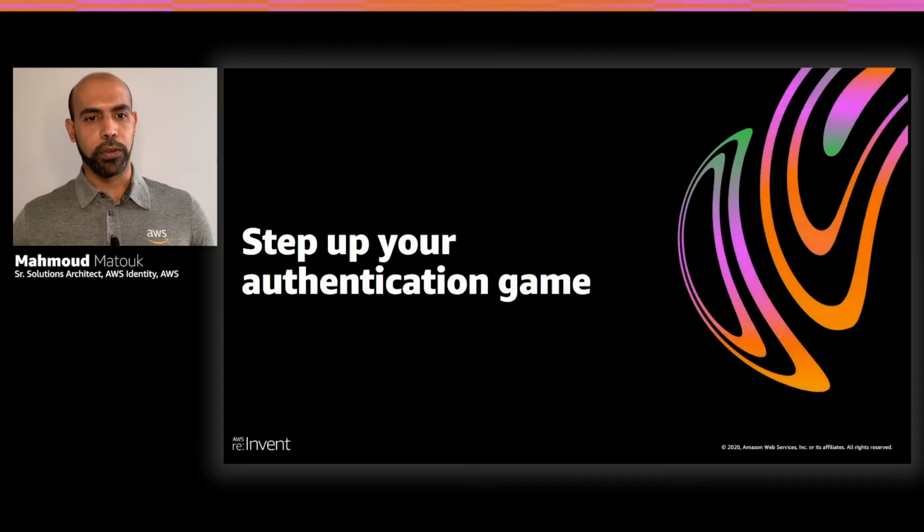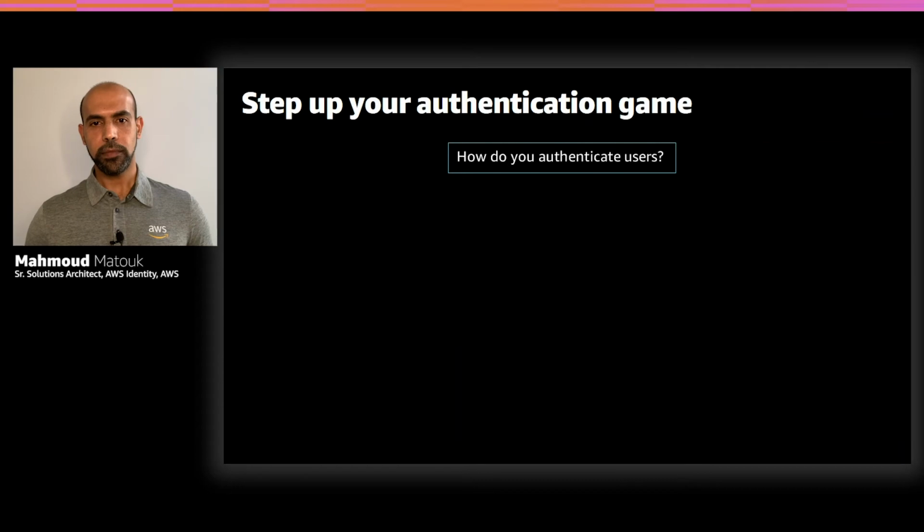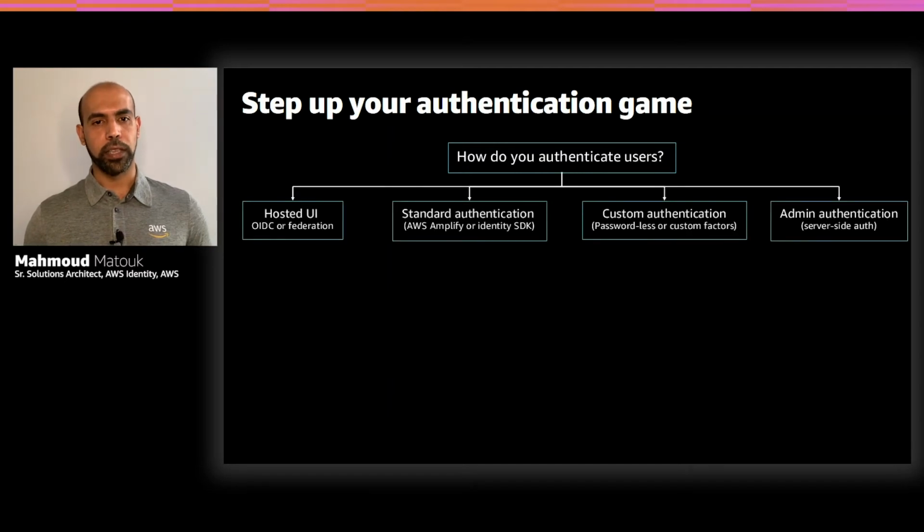First one, stepping up your authentication game. You can authenticate users with Amazon Cognito in different ways, and depending on the approach you take, the set of best practices might be slightly different. You can authenticate users using the hosted UI, and this is usually the path you take if you would like to use OAuth 2 or you would like to use the user pool as an OpenID provider, or in case of federation. All of these use cases go through the hosted UI.